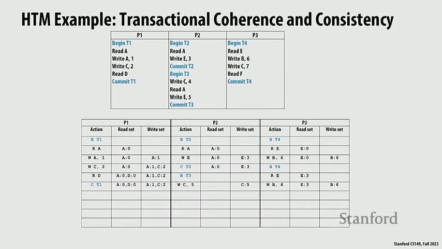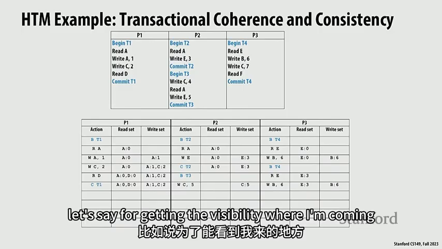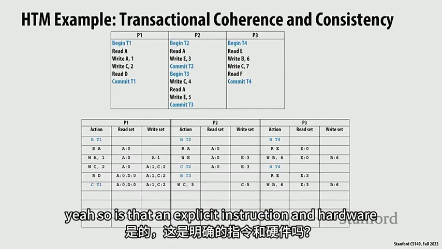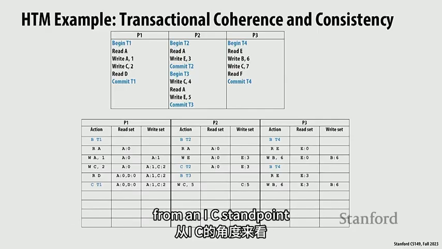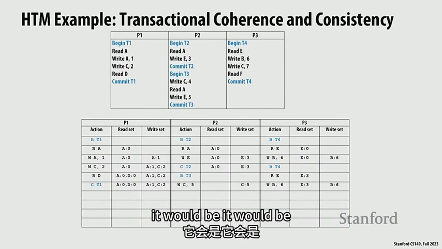Yeah. From an instruction set perspective, do we just put atomic and then brackets around, let's say, the begin T1 and commit? So is that an explicit instruction in hardware from an ISA standpoint? Yes, it would be. It would be.